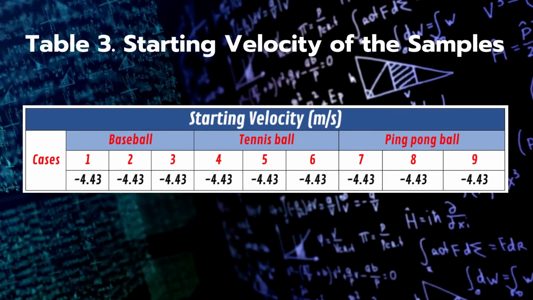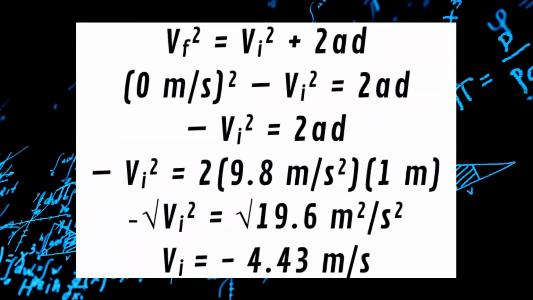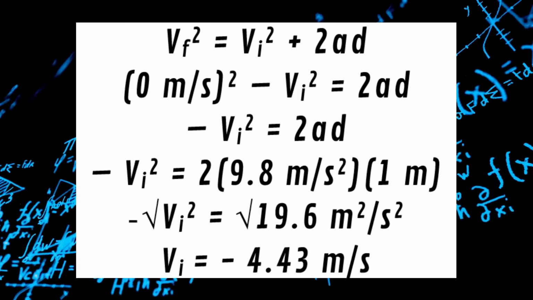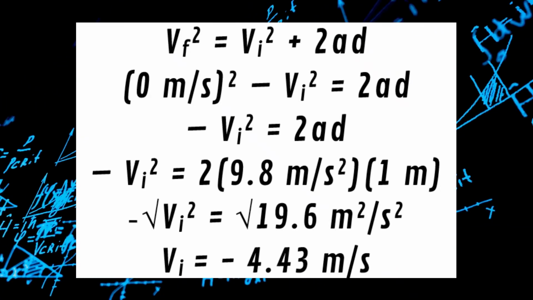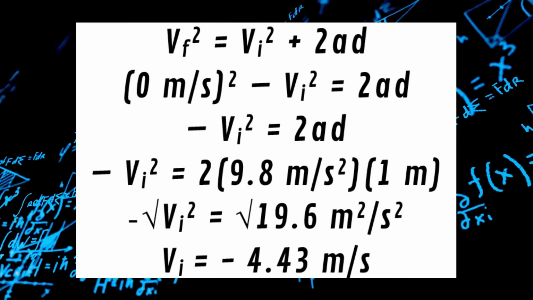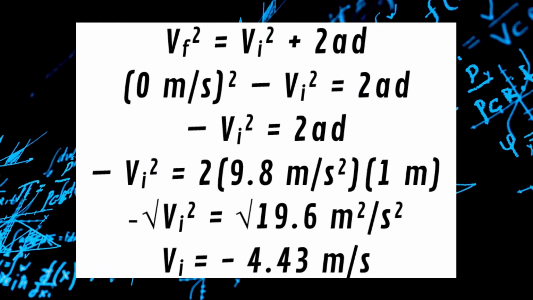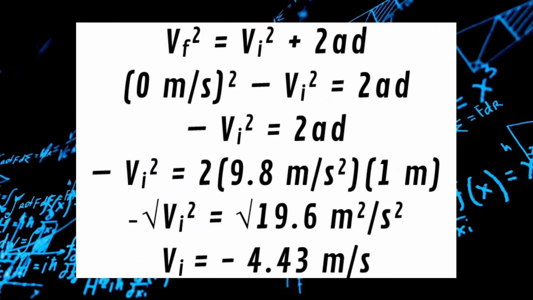You just need to calculate it once since all of the balls used in the experiment have the same starting point, which is 1 meter above the ground, and it was performed on the same planet. Judging by the formula, only the acceleration due to gravity acts on the balls when they free fall, other than its height.